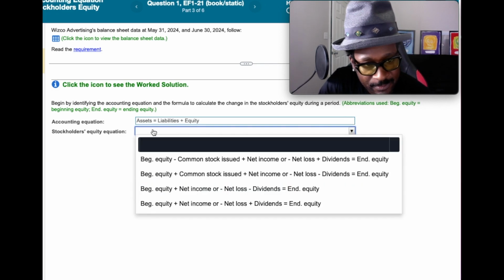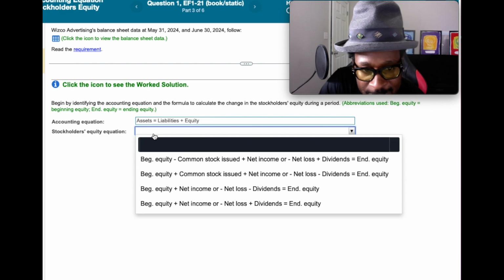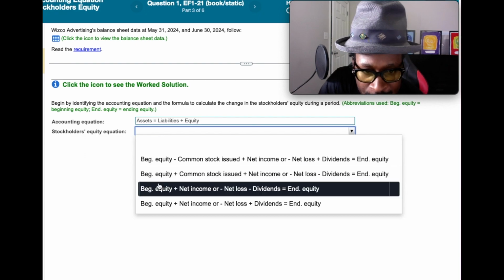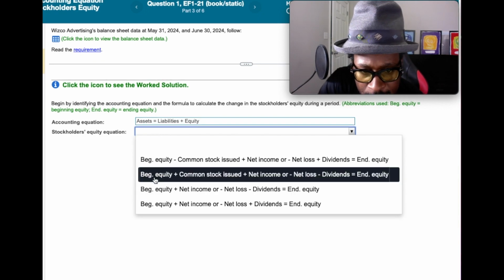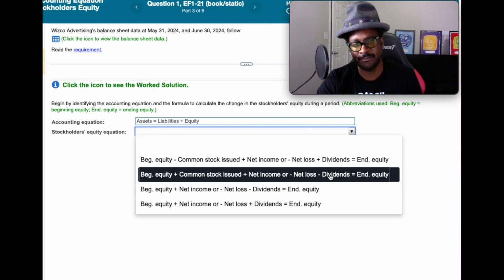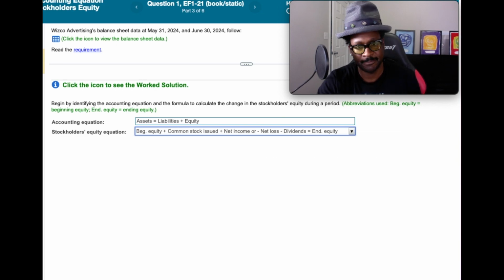So, looking at this stockholders equity equation, we would obviously always start with beginning stockholders equity. We're going to add common stock. We're also going to add net income, or subtract net loss, and we're going to subtract dividends. This is it right here. Let's see what we have.